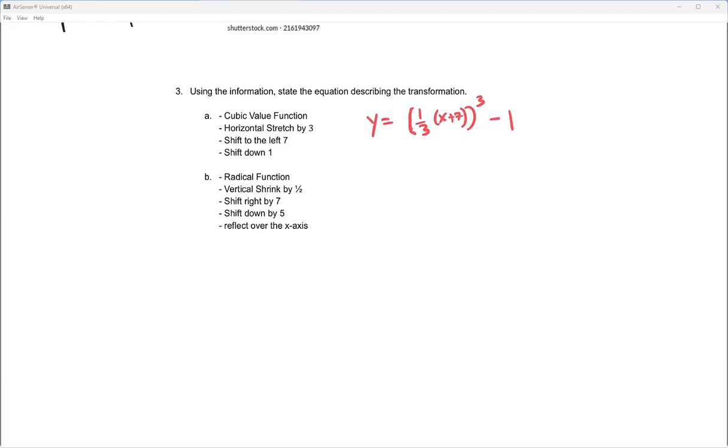Next one, radical function. Y is equal to what? So radical function, vertical shrink by 1/2. Where does that go? 2 outside, right? Shift right by 7. So it'd be what? X minus 7 inside, right? And then down 5, the minus 5 goes out here. Reflect over the x-axis is what? Don't you only reverse the number if it's on the inside? Oh, you're right. Sorry. It's 1/2. My bad.